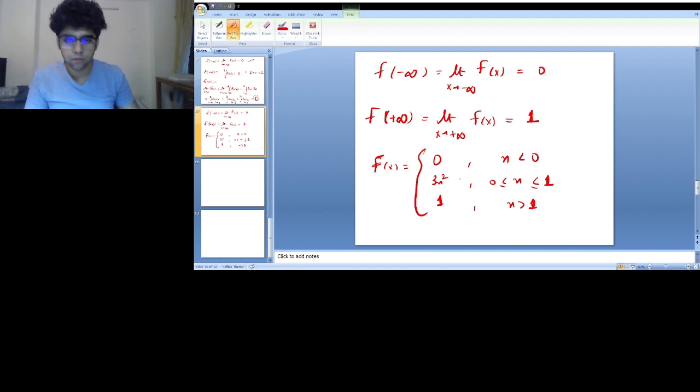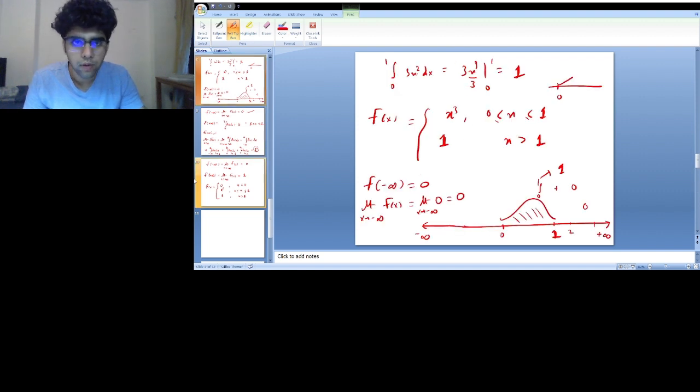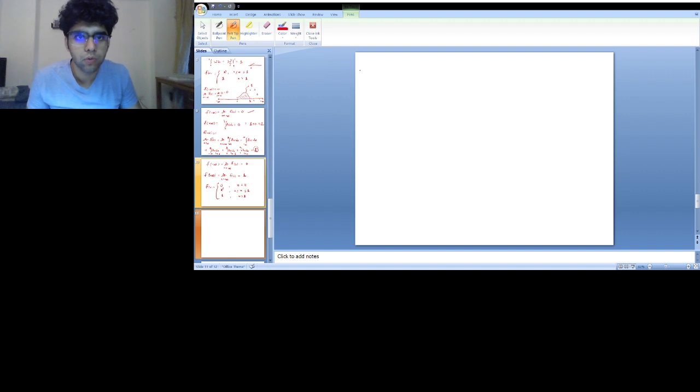Wait, I wrote the PDF. The 3x square was the PDF, not the CDF. x cube is my CDF, right? Let me check if I wrote this incorrectly somewhere. Yeah, so we wrote this x cube. So let's check the right continuity at point 1. Let me go to the next slide.